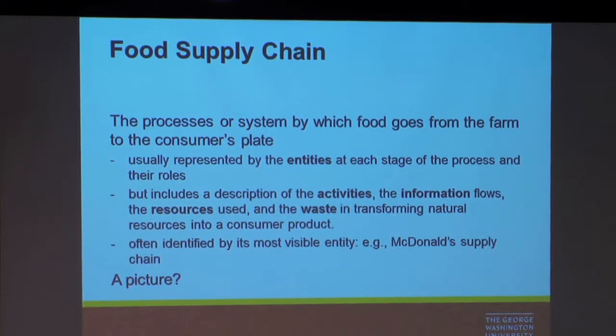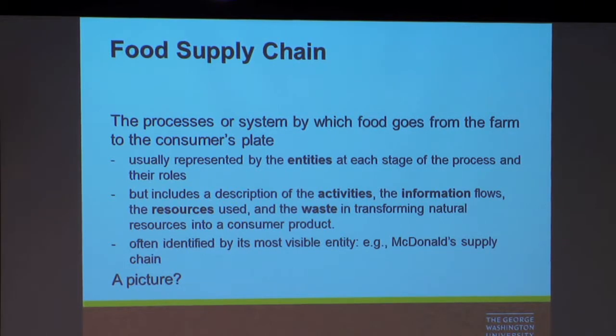But it also includes a description of the activities, the information flows, and if you don't think information is important in all of this, it is. It's extremely important, even though it's hard to draw a picture with information in it. It includes the resources that are used, and at least when we talk about sustainable supply chains, when we really look at what's happening with the materials, it involves the waste in transforming the natural resources into the final product. We often call the food supply chain the name of the most visible entity. So for instance, we might say the McDonald's food supply chain.